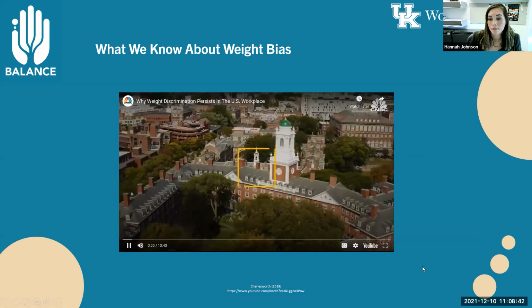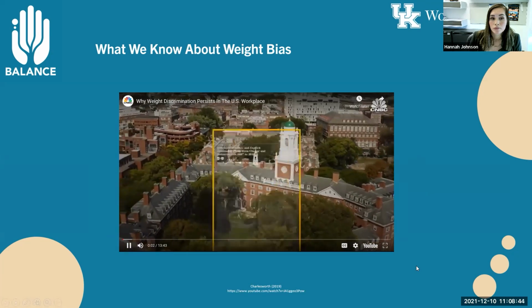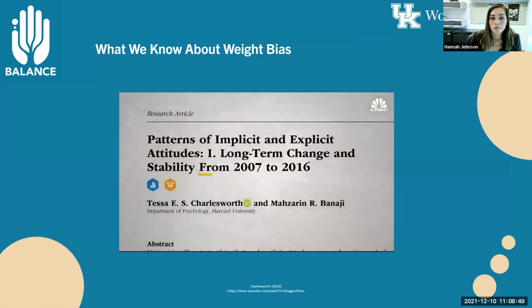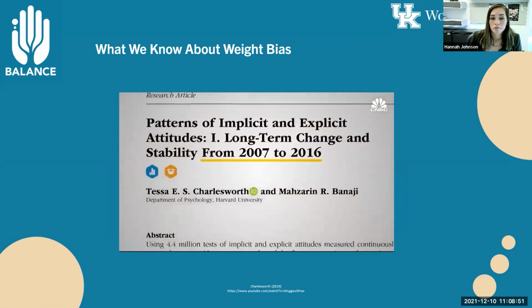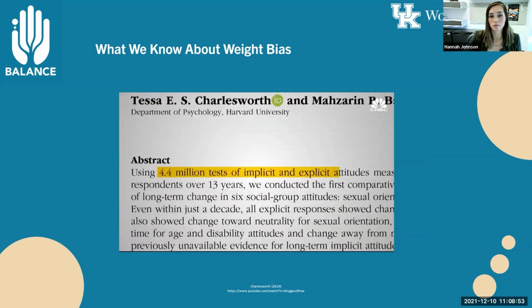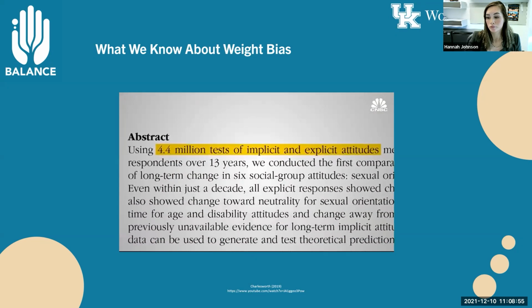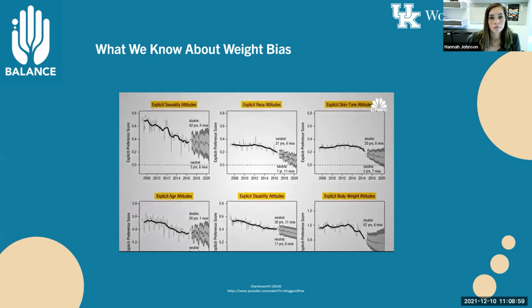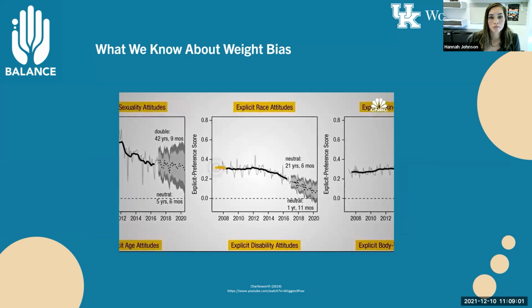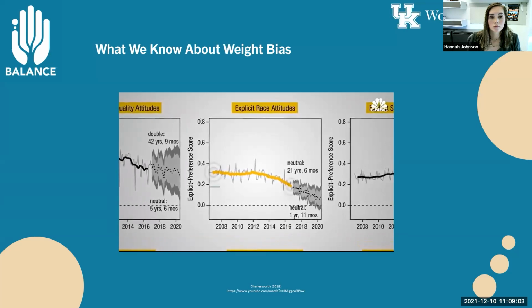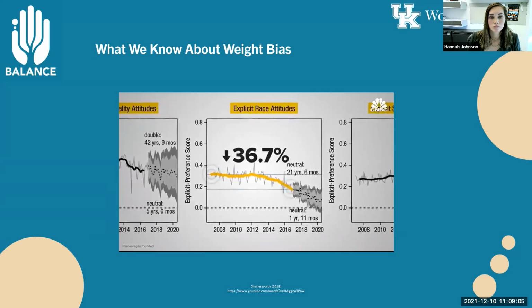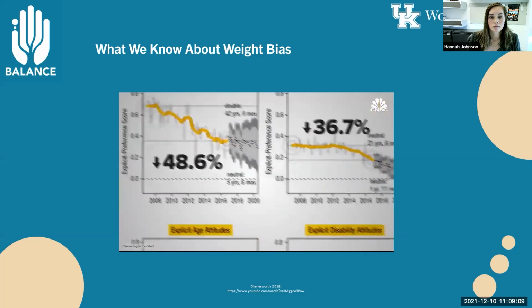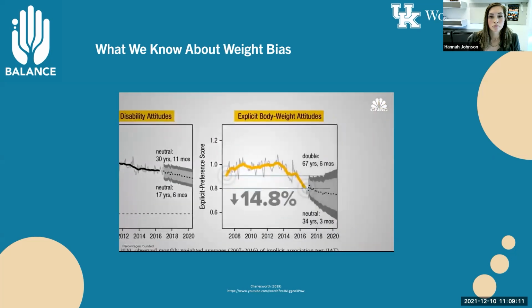There was this study out of Harvard last year that looked at how our biases changed over time. Researchers examined data collected over a 9-year period that measured implicit and explicit bias against certain marginalized groups. When people were asked to evaluate their own explicit biases, data showed that over the course of those 9 years, racism dropped by 37%, anti-gay attitudes declined by nearly half, and bias against high-weight people declined by 15%.